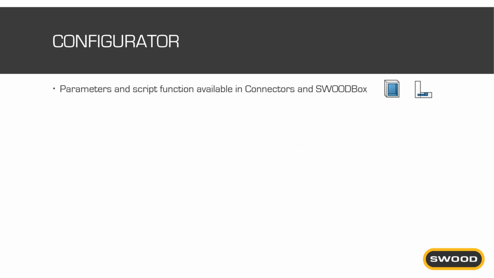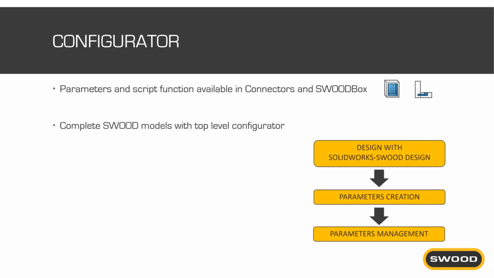So you know that in SWOOD design we have different parameters and script function in the main. Maybe the main features has SWOOD box and connectors, but we have also the possibility to complete in the SOLIDWORKS and SWOOD models to complete our models with additional parameters and script function to drive different parameters. So that means you are able on any SOLIDWORKS part and assembly have the possibility to, as you can do today in SWOOD box and connectors, to create parameters and to drive them to have different scenario.